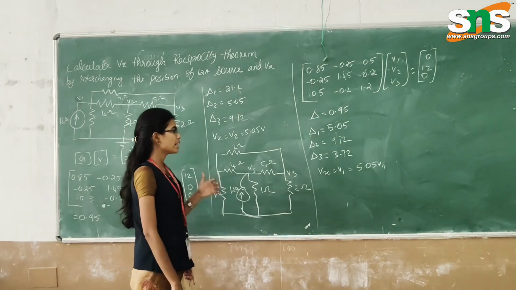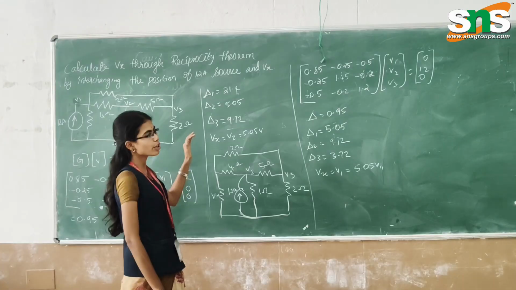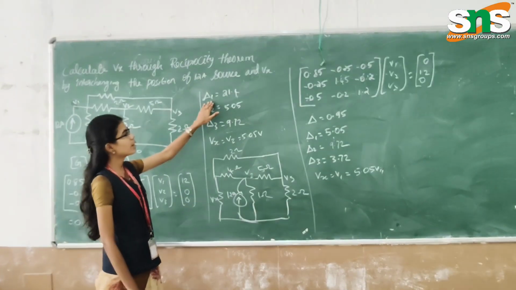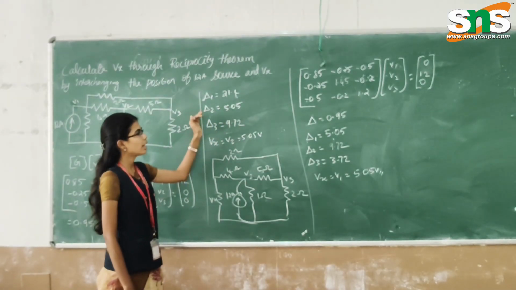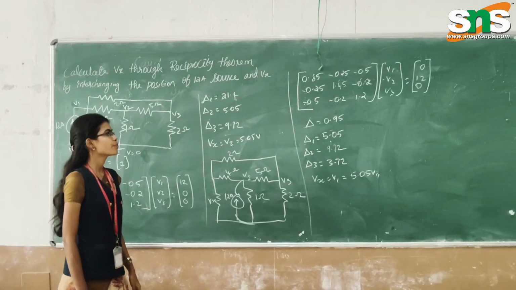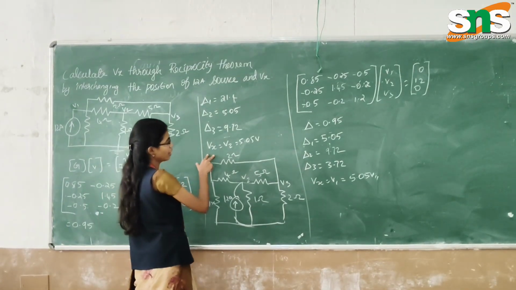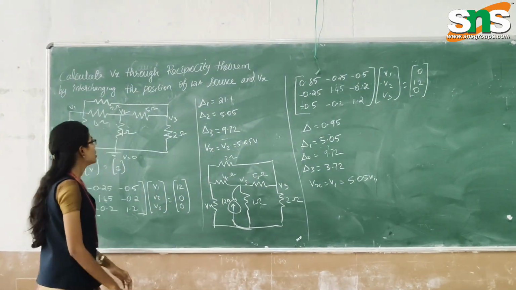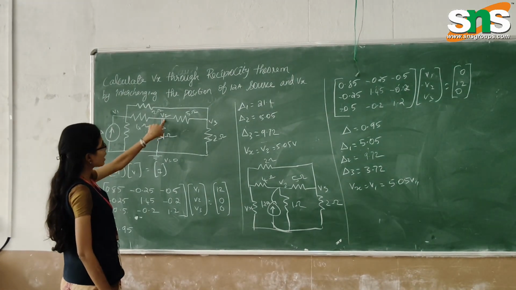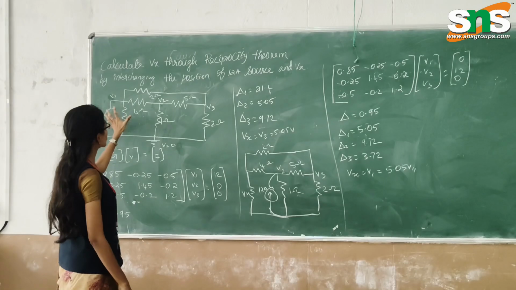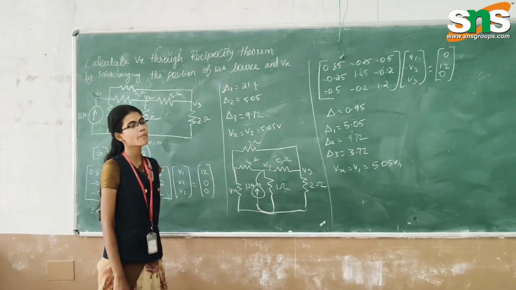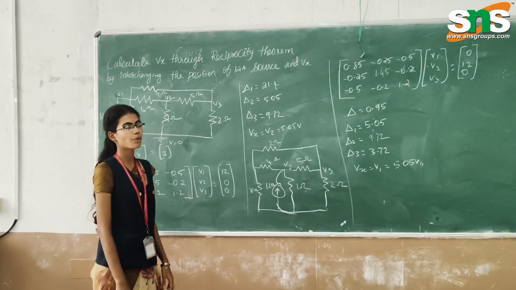0.95. Keeping that 0.95 as the del value, we apply Cramer's rule to the same matrices. So we get del 1 equal to 21.4, del 2 equal to 5.05, and del 3 equal to 9.72. Here Vx is identified as V2, the common term. So V2 we get as 5.05, and that is equal to the Vx value.